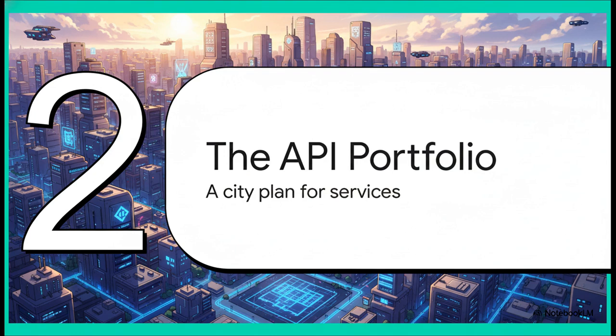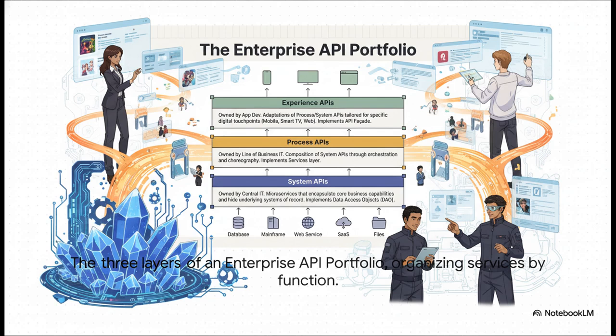Okay, so we've got our foundational rule. Now let's zoom out from the rules of the road to the city plan. See, a single API is kind of like one building, but a big company has this huge sprawling city of different services. So how do you design that city so it doesn't turn into total chaos? The answer is you use layers.